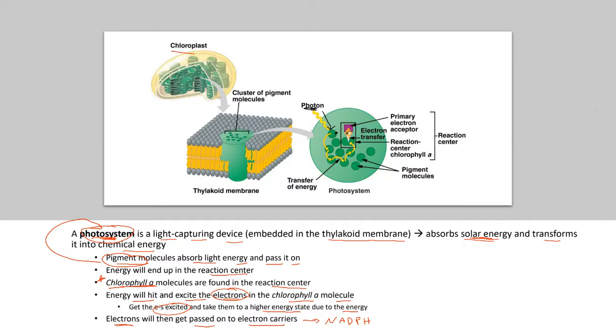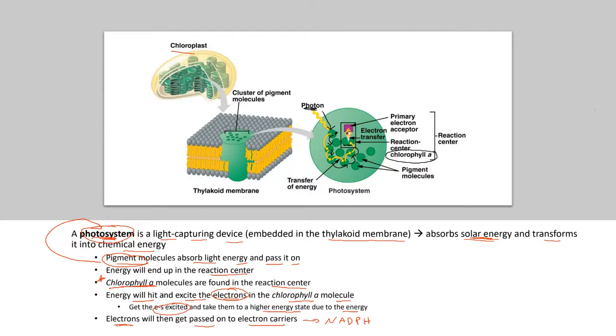These pigments are going to be passing the energy from one pigment to another. And that's what you see with the yellow arrows here. This energy has been transferred from one pigment to another pigment, to another pigment, until this energy arrives at the reaction center at the chlorophyll A. This chlorophyll A molecule here is going to have an electron, and the electron is going to get really energized because where does the energy come from?